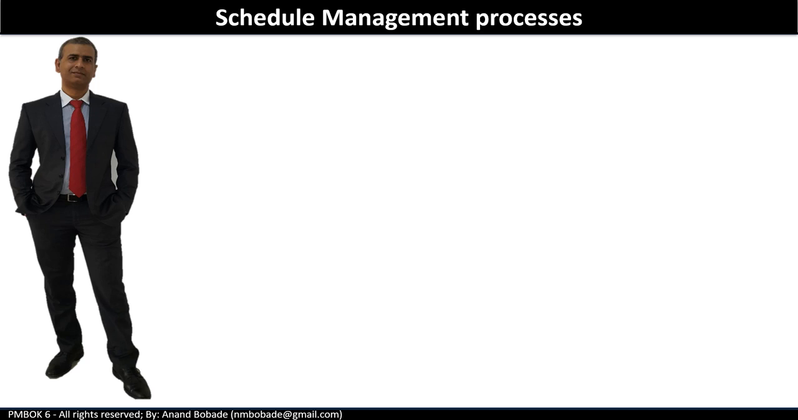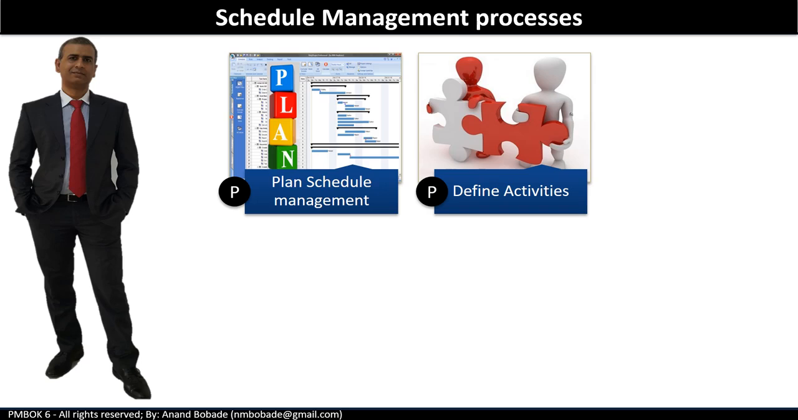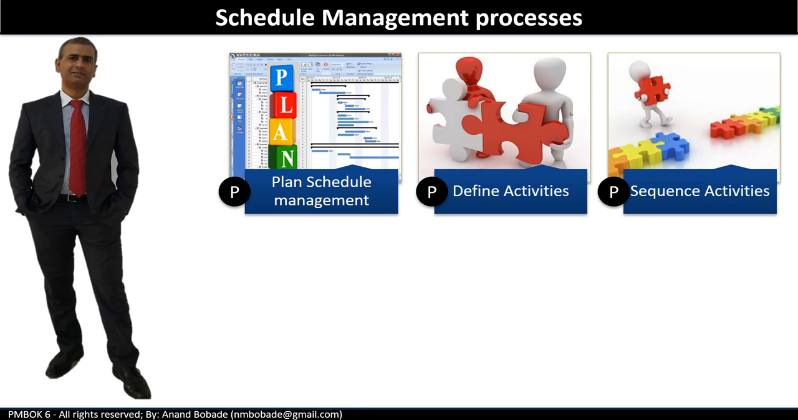Before getting into the process details, let's take a look at the list of all 6 processes. Plan schedule management, under planning process group. It is the process of establishing policies, procedures, and documentation for the project schedule. Define activities, again under planning process group. It is the process of identifying and documenting specific actions to be performed to produce the project deliverables. Sequence activities, again under planning process group. It is the process of identifying and documenting relationships among the project activities.